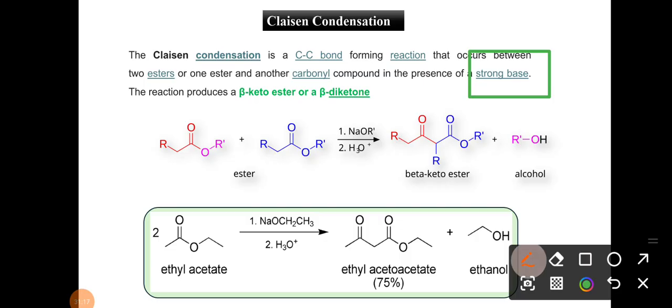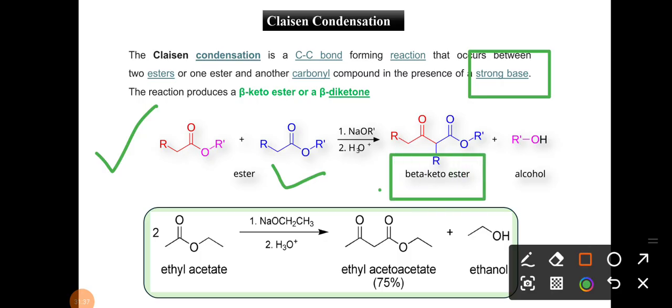So two esters are reacting. Here you can see this one and this one. Here are the two esters in the presence of a strong base, NaOR, that is sodium alkoxide, right? This is a very strong base, sodium alkoxide, followed by hydrolysis, and you will get the beta keto ester, okay. Alcohol is the secondary product, right? But you have to remember the beta keto ester. Which reaction is forming the beta keto ester? That is the Claisen condensation.